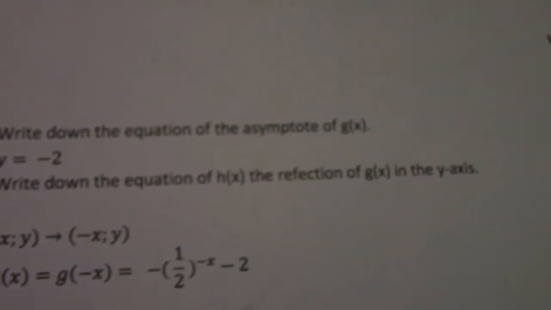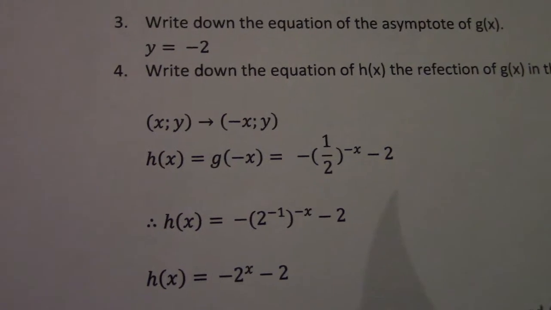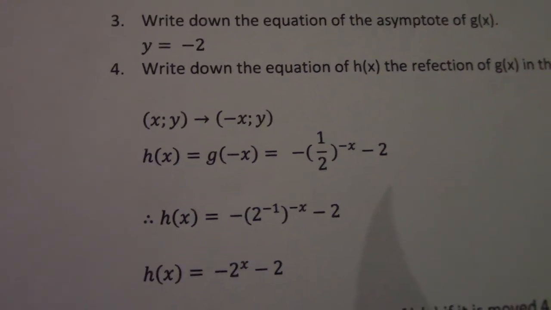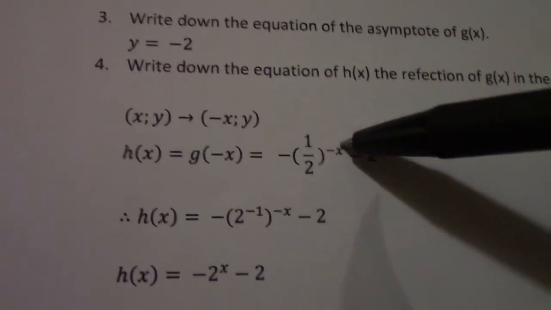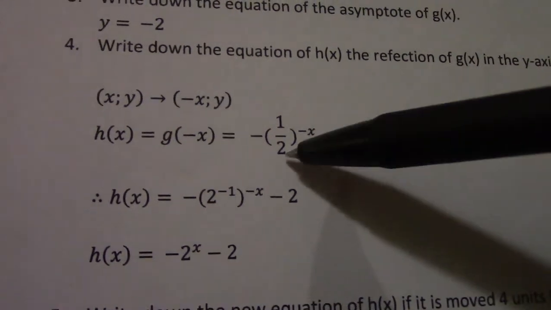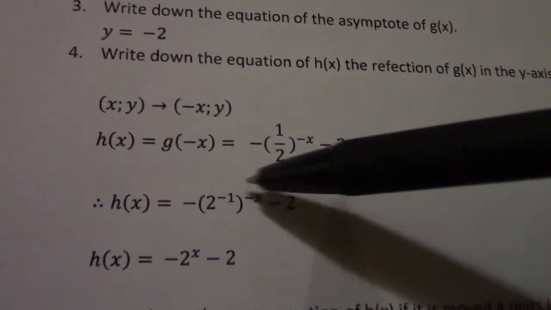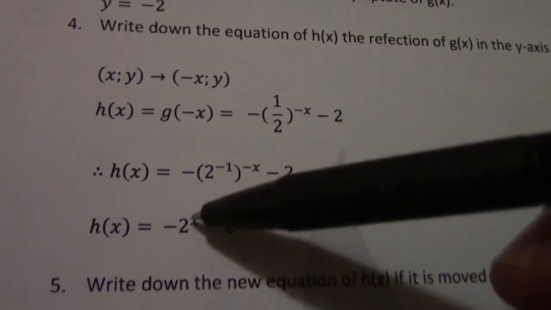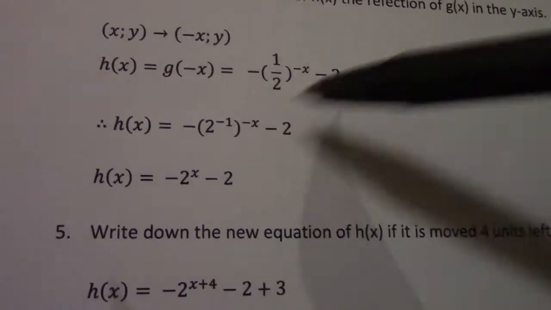Then they say write down the equation of h of x, the reflection of g of x in the y-axis. So in the y-axis, the x value tends to become negative x. So h of x equal g of negative x. So there you should take note, my positive x now has become negative x. Half can be expressed as 2 to the negative 1. We multiply, negative x times negative 1 becomes positive x. So the new graph is minus 2 to the power x minus 2.